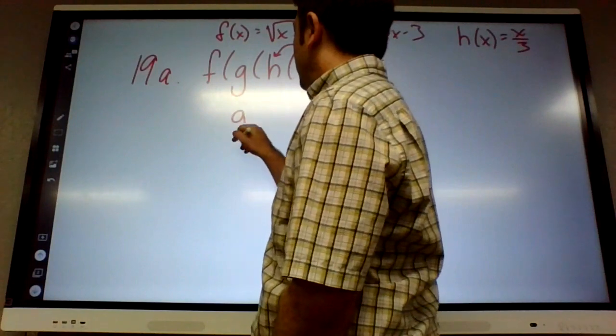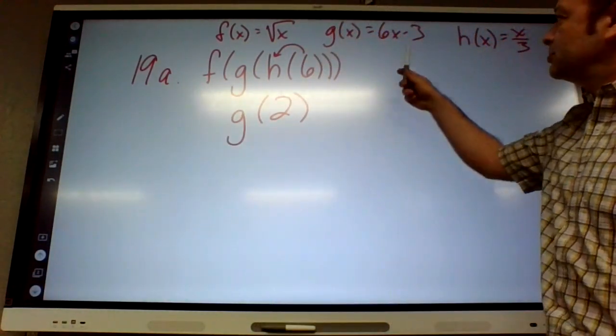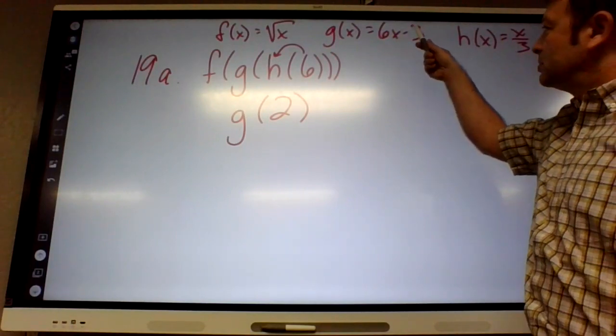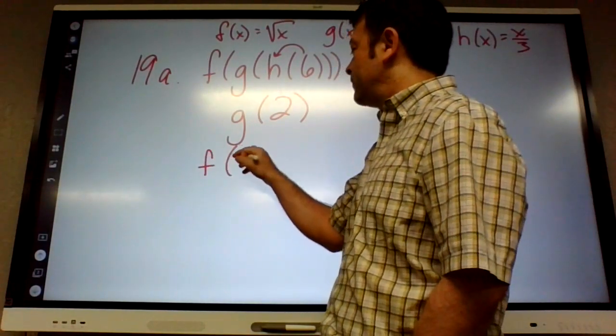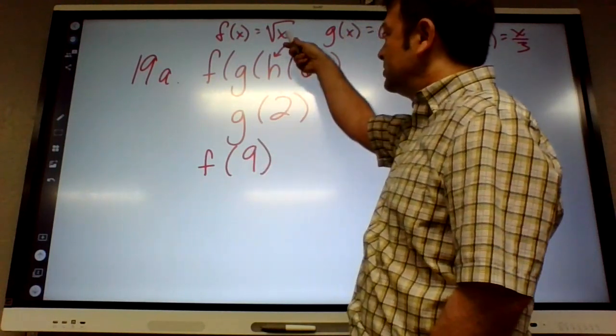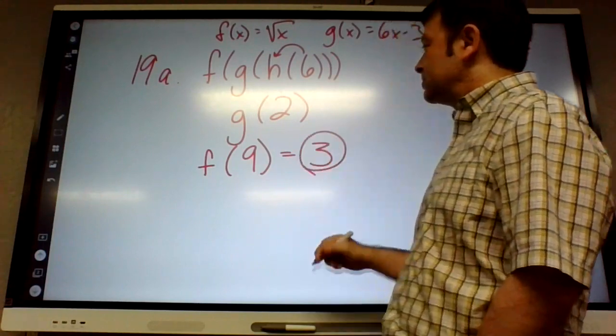So then we need to figure out what is G of 2. 12 minus 3. 9. And then we need to figure out what's F of 9. Square root of 9. That is the final answer.